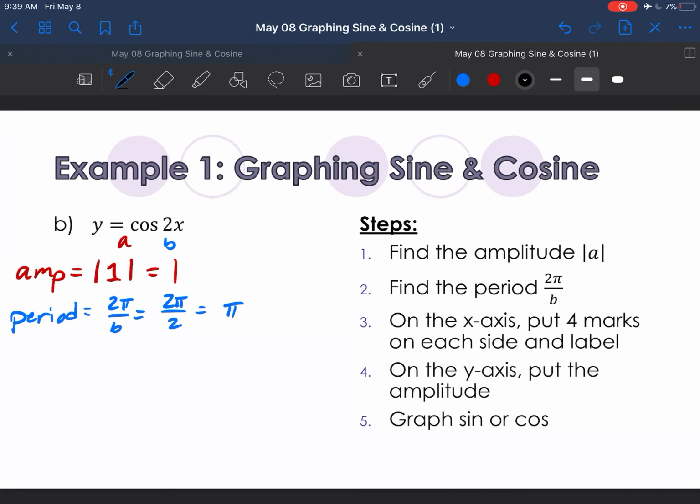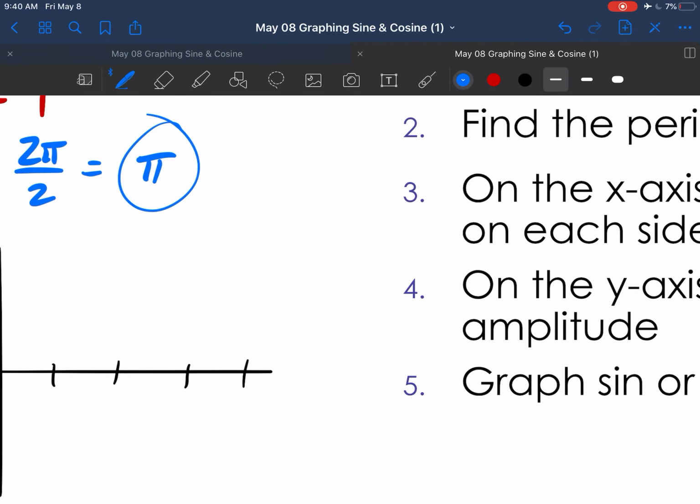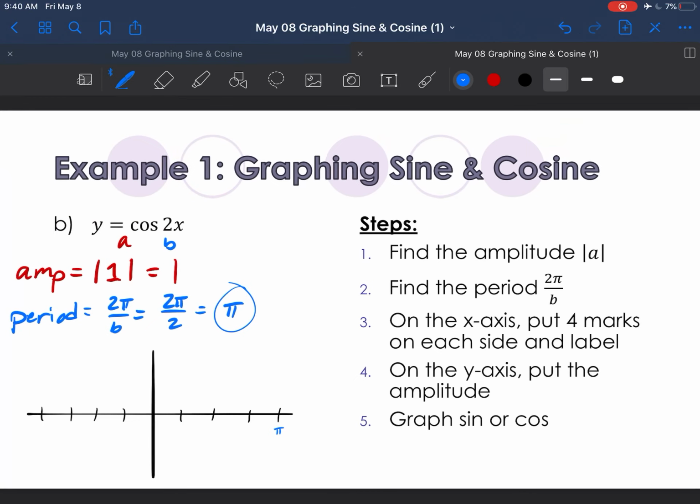Step 3 is to do the x-axis. So let me go ahead and do the graph. Okay, so the x-axis, again, put 4 marks on each side. 1, 2, 3, 4. 1, 2, 3, 4. And then you're going to label it. So always label using the periods. So pi, and then negative pi on the left side.